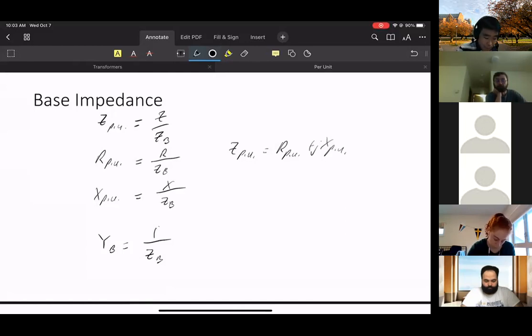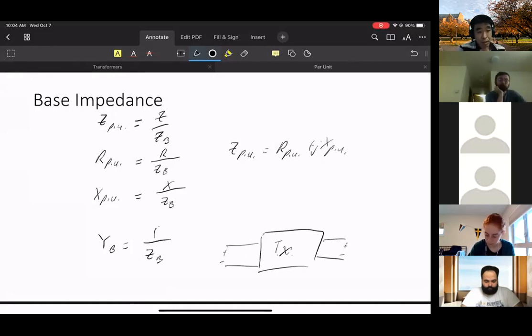Suppose I have a system like this, okay? So let's say I have a transformer sitting here. I have a primary and a secondary. So there are two voltage levels now in this transformer. I have a V1, V2. There are two currents, I1, I2, and the power on both sides. So how do we make a choice here then?